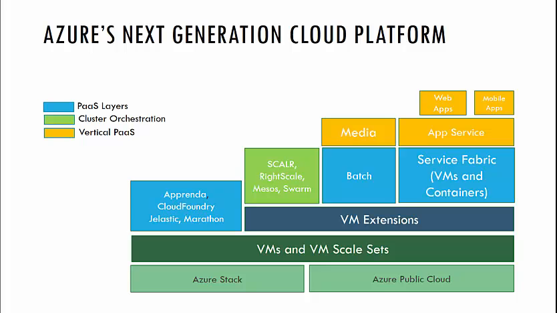You can integrate with third-party PaaS layers, like Marathon, for example. You can cluster orchestrators, as I mentioned, Mesos, Swarm, Scalr, RightScale, and then first-party and Microsoft PaaS services like Batch and Service Fabric, and then higher-level services which can then build on these PaaS layers. It all fits in, and scale sets fills a gap in a way between configuring virtual machines and being able to configure a scalable set of virtual machines.